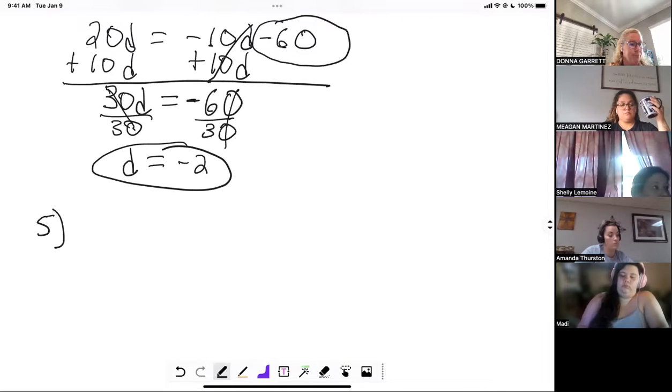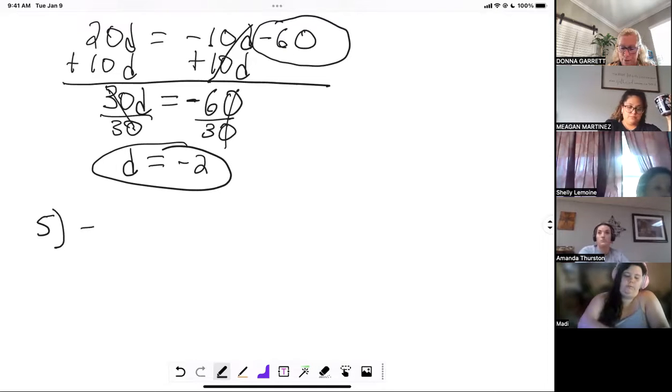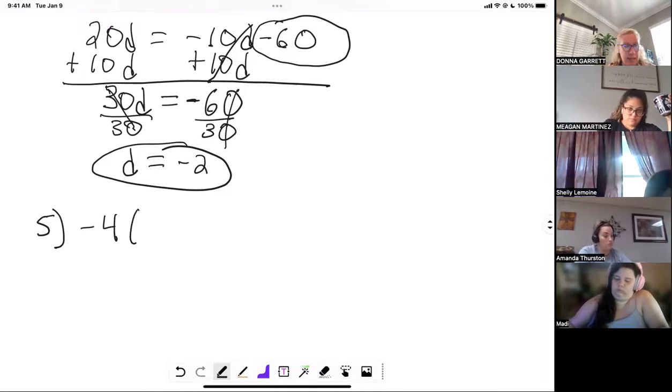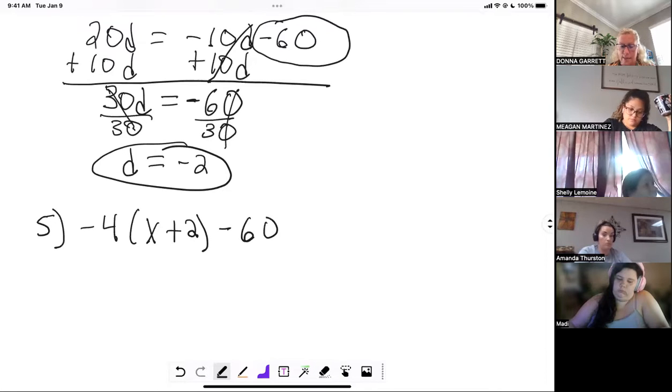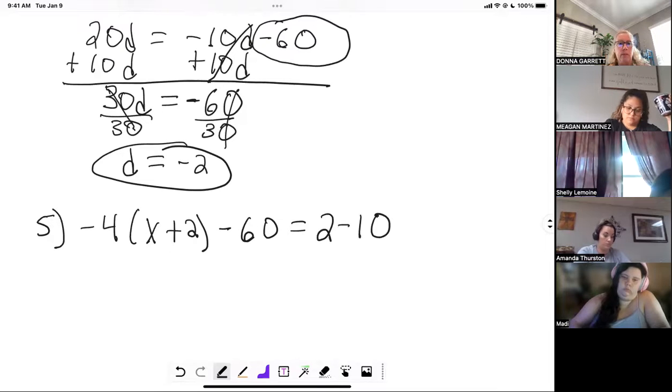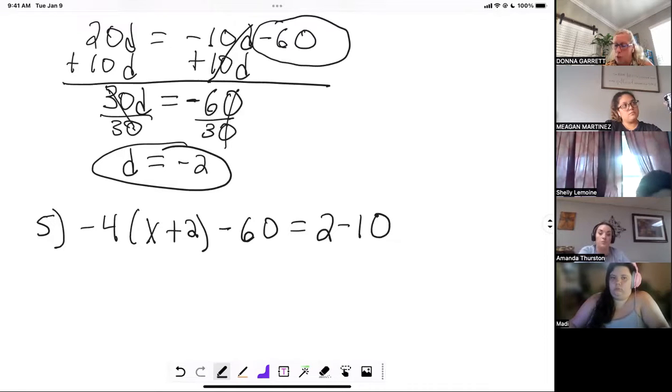Okay, 5. All right. -4 parentheses x plus 2 minus 60 equals 2 minus 10. So although it looks like, oh my gosh, this is a crazy problem, it's not as bad as it looks. It's actually not that far off from what we've done. This looks different. Okay, so this one has something we haven't done yet.